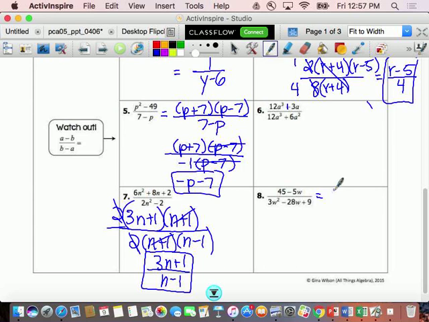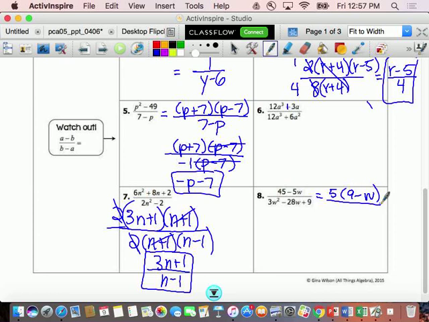Factor out a 5 here. Some of you factored out a negative 5. How many people factored out a negative 5 to begin with? Not many. Okay, so y'all factored out a 5, I hope, and got 9 minus w.